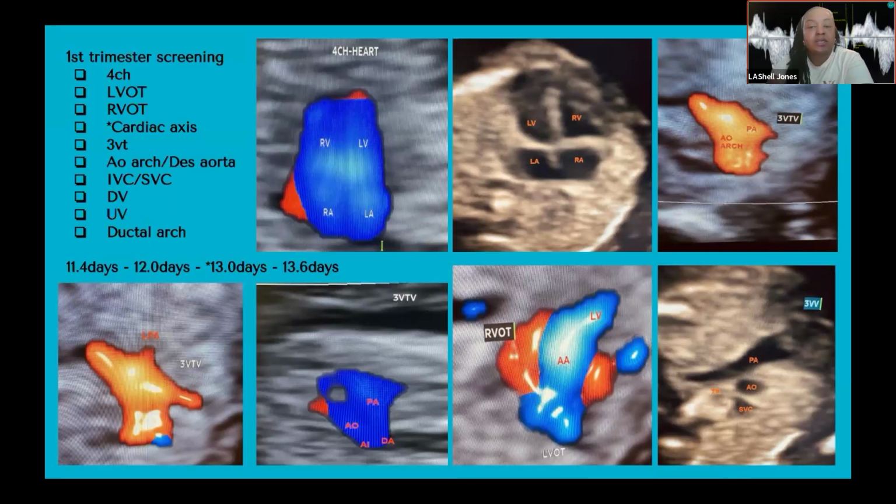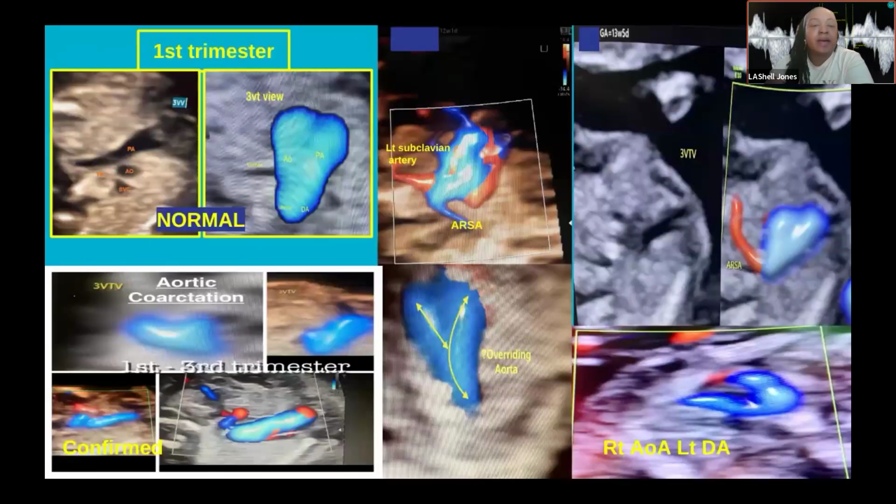And let's take a look here. Now, here are some abnormal findings, all from the first trimester. Just to reiterate, we're showing again a normal 3-vessel trachea view and 3-vessel view, but everything else seen here is abnormal. In this particular case, at the first trimester, the aortic isthmus appeared slightly narrowed.